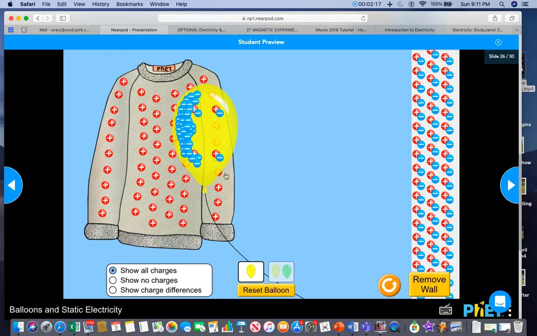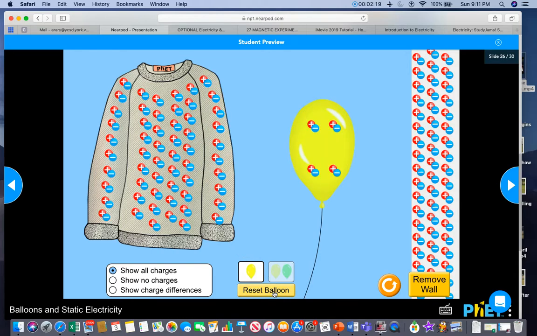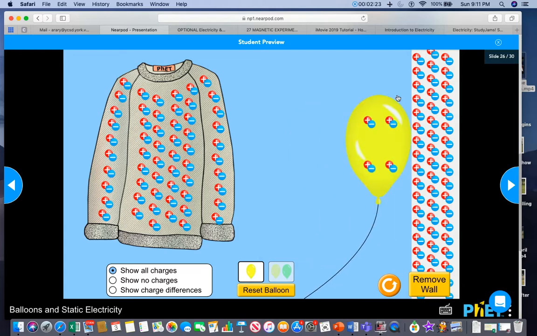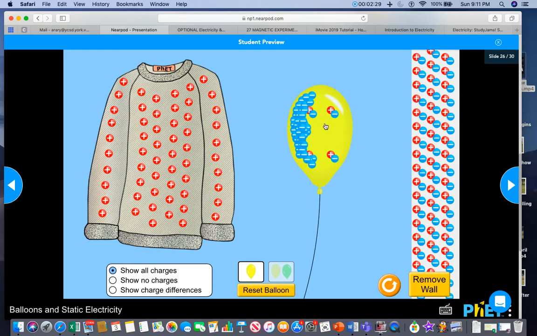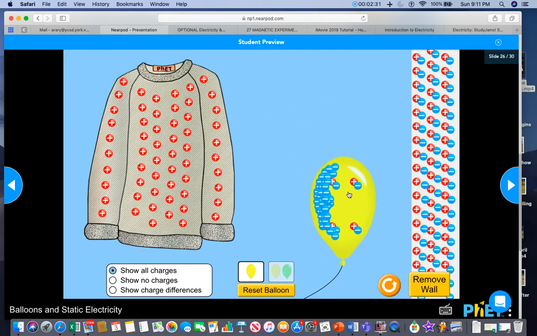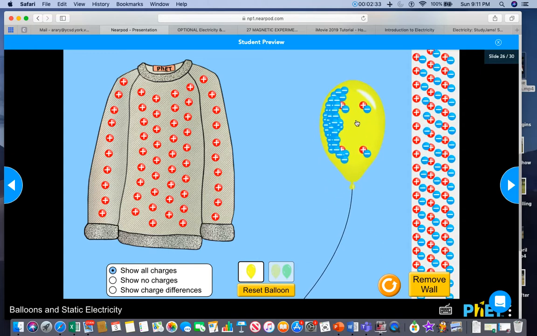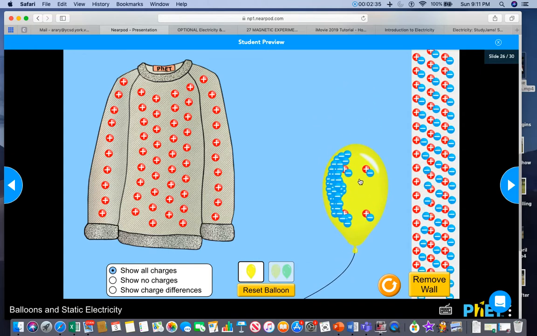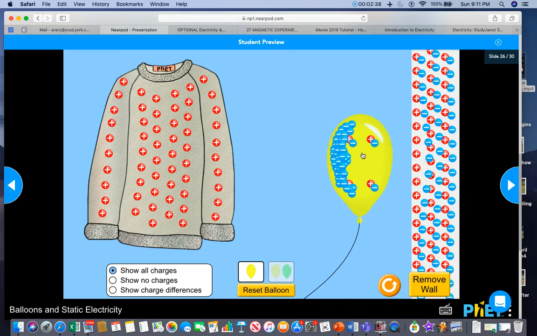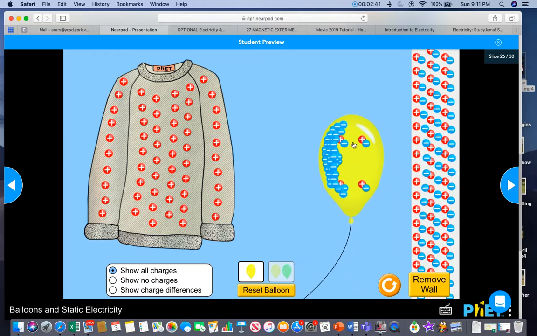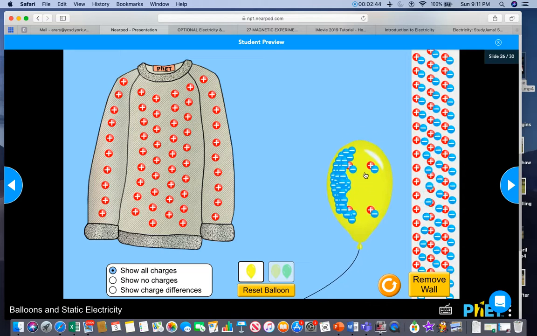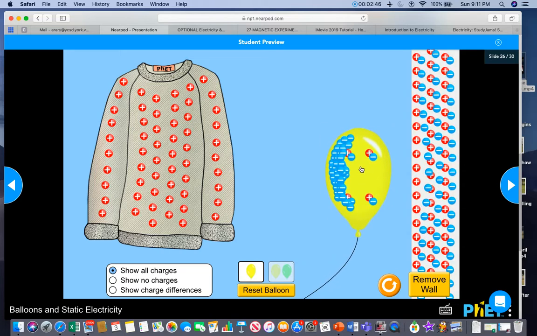Now watch something interesting. So I'm going to reset it. We're all back to neutral. Remember, the balloon didn't do anything to the wall. Nothing at all. But once I used friction to charge my balloon, now look what happens. What's going on in that wall? Look at the negative charges. What are those electrons doing? They're kind of running away. So what's happening is my negatively charged balloon is repelling the negative charges in the wall.